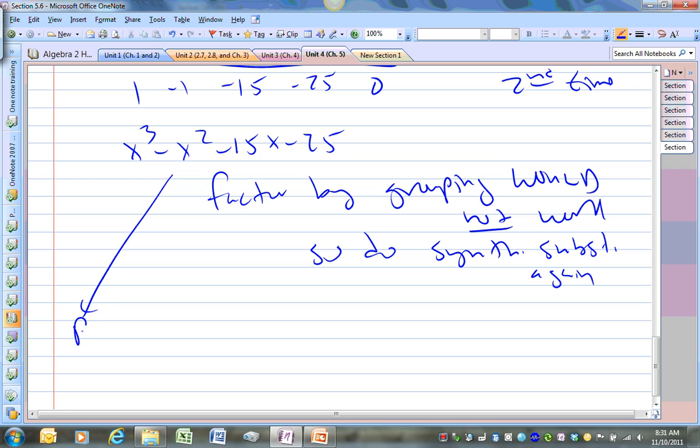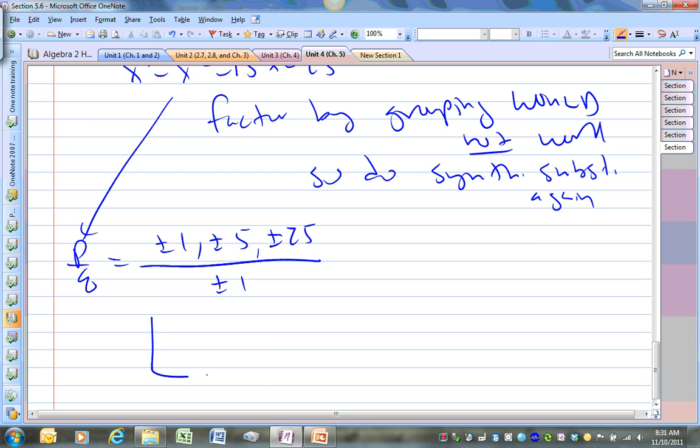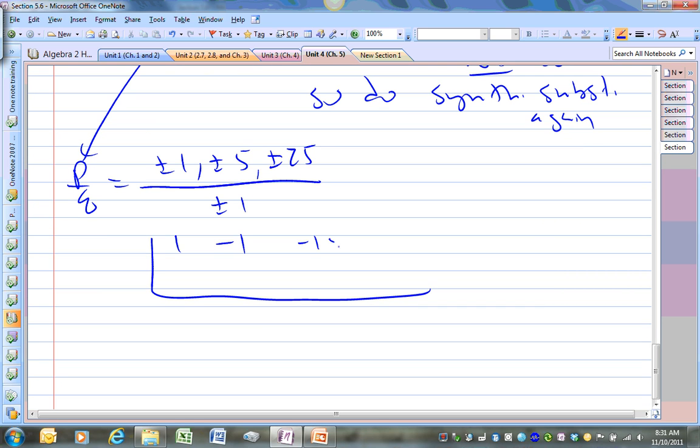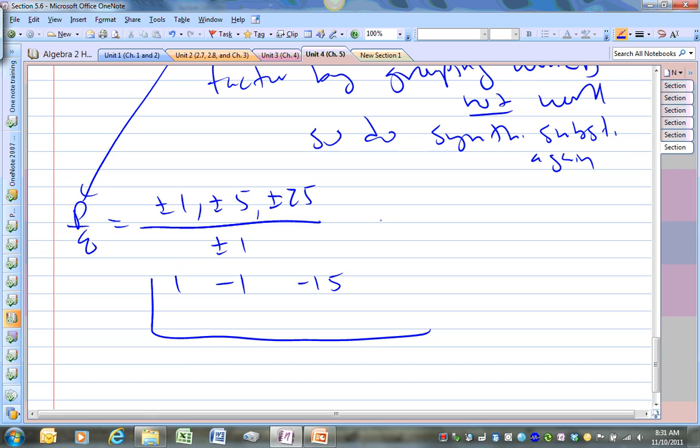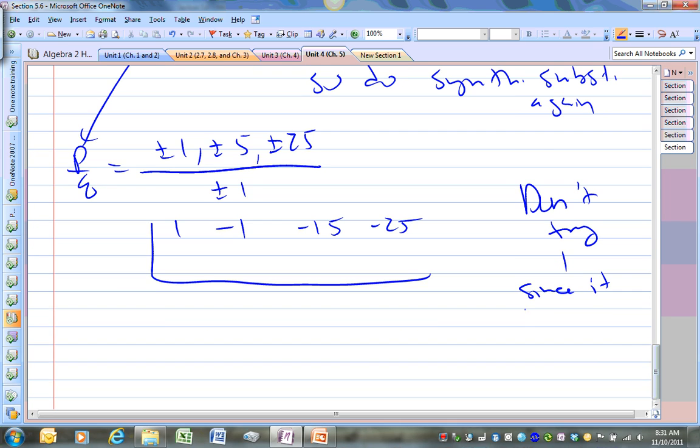And for this, the p over q's are still the same. Plus or minus 1, plus or minus 5, plus or minus 25, over plus or minus 1. So you put 1, -1, -15, and -25. Now, I'm not going to try 1 since it didn't work earlier. If it didn't work earlier, why would it work now? But let's try -1 because it could work twice.